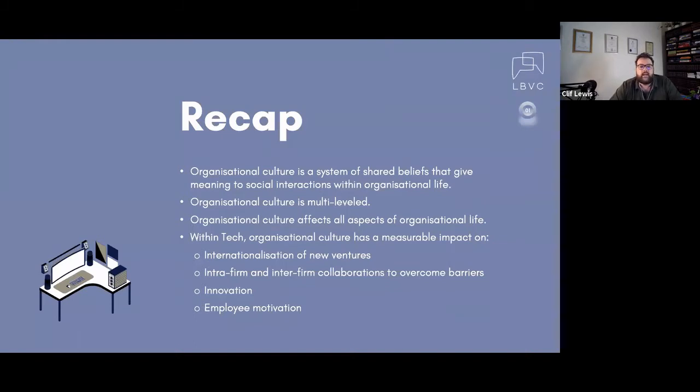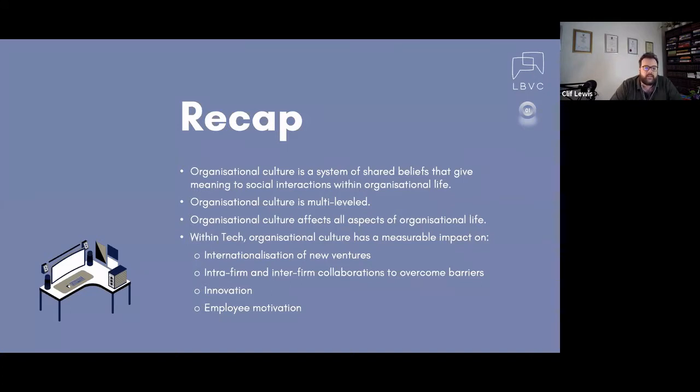So it's not team building days or your uniform or the way you speak to each other or the type of meetings that you have. These are all just superficial, or the top level of organizational culture that we can actually see, hear, and touch. We'll get into that model a little bit later, but it's about creating meaning to our experiences in organizational life. It is multi-leveled. It affects all areas of organizational life.